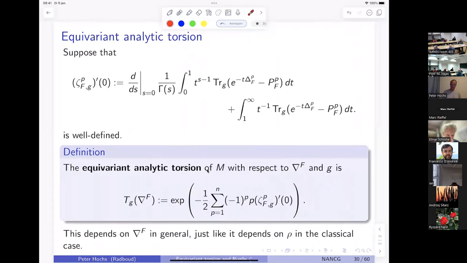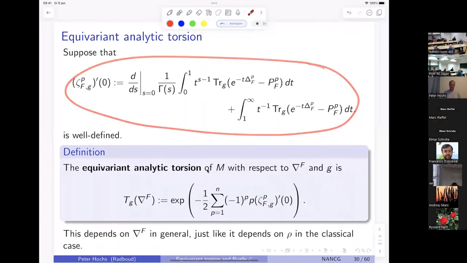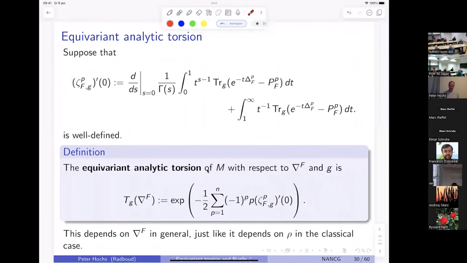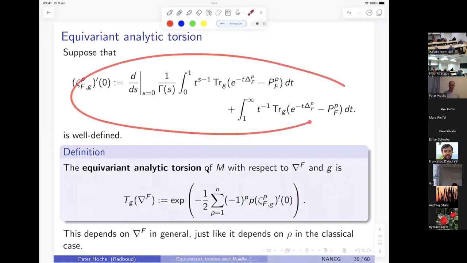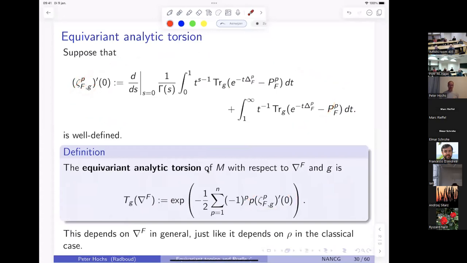Okay, so here I repeat the definition of this derivative of the zeta function at zero. And now I'm repeating the same definition of analytic torsion, but replacing the derivative of zeta by the thing I just defined. With this notation, the definition looks a lot the same. That's why I made this definition here. The notation is slightly different. Before I wrote T_rho of M. Now I'm writing T_g of nabla^f because I'm seeing this as depending on the connection nabla^f rather than the representation rho.